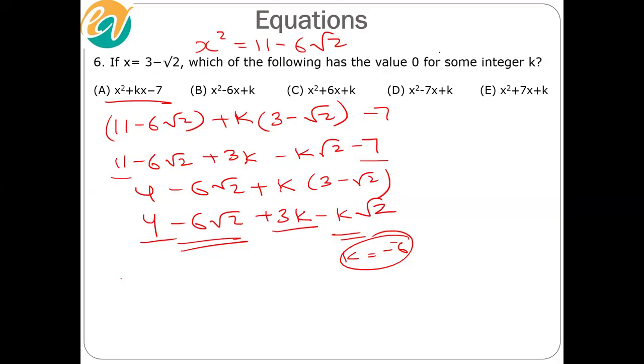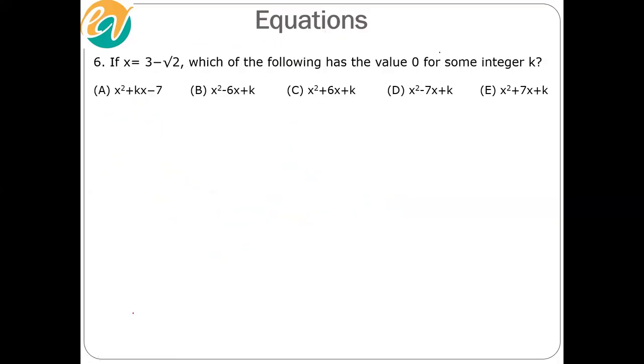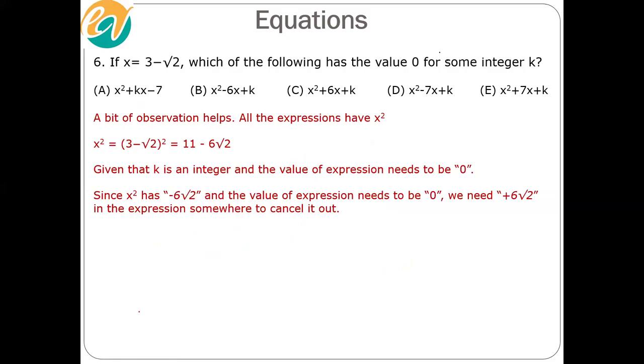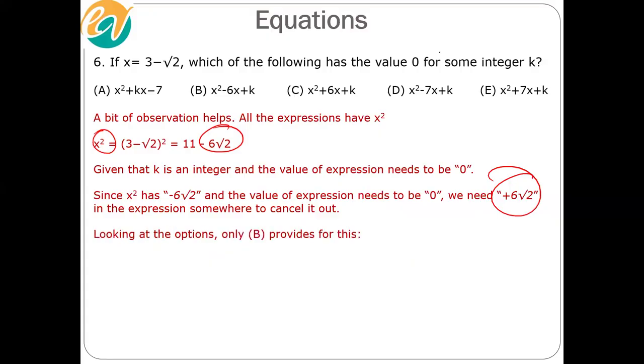So again, observation helps here. Given that k is an integer and the value of the expression needs to be 0, since x square has minus 6 root 2, we need plus 6 root 2 in the expression somewhere to cancel it out. So only option B provides this.